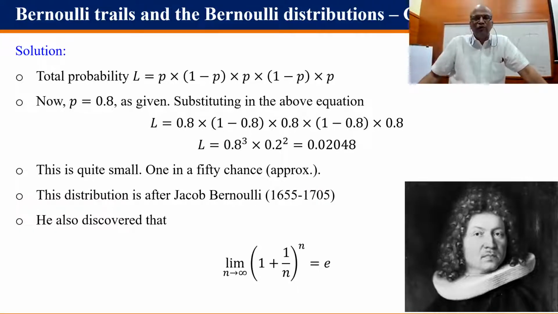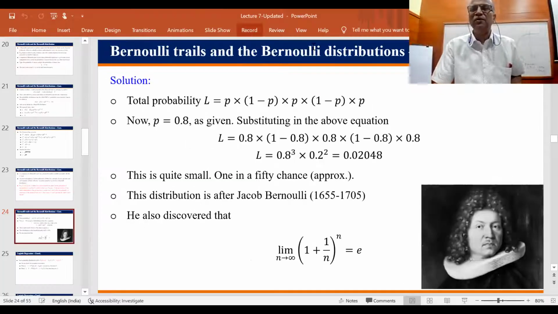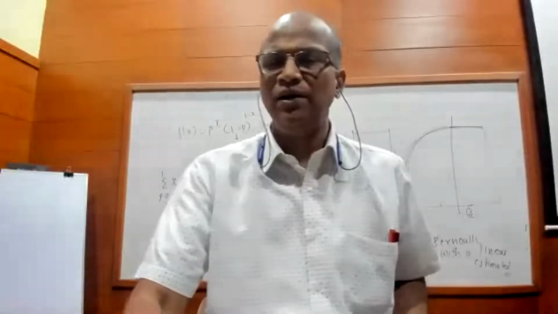Who is the great guy who figured it out? This is Jacob Bernoulli, 1655 to 1705. Incidentally, he also discovered that the limit as n tends to infinity of (1 + 1/n)^n is equal to e. That e which troubles you so much in life is thanks to Bernoulli. So I think already it has become heavy now. We will stop here. All right.